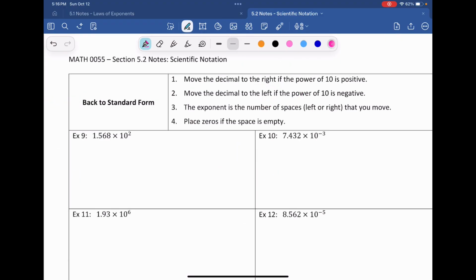Last part is taking what's in scientific notation and putting it back in standard form. So move the decimal, you're going exactly the opposite. Move the decimal to the right if your power of 10 is positive, left if the power of 10 is negative. The exponent tells you the number of places that you move, and if you have to move a space that's empty, you put a 0 there.